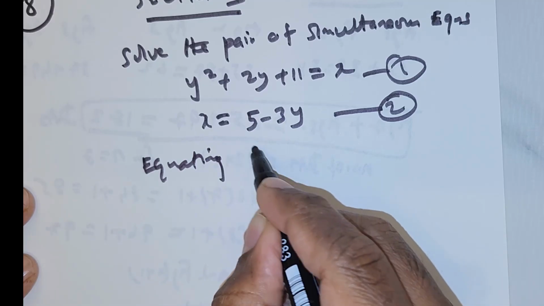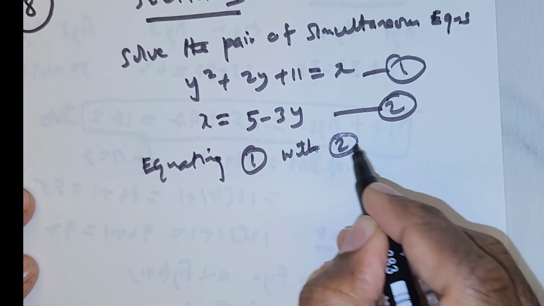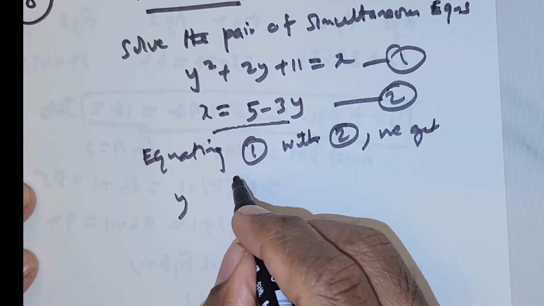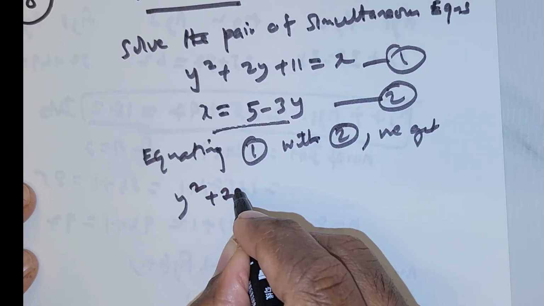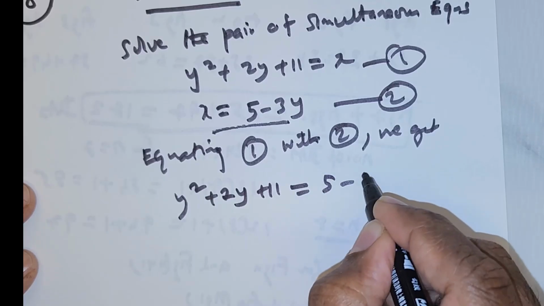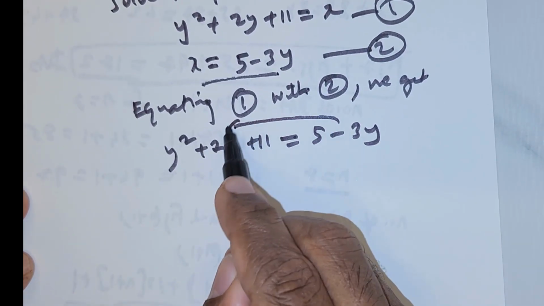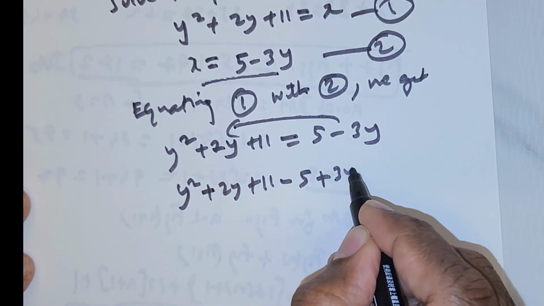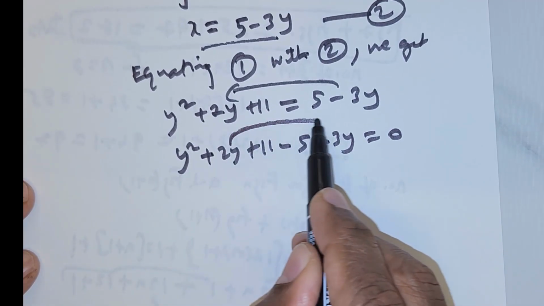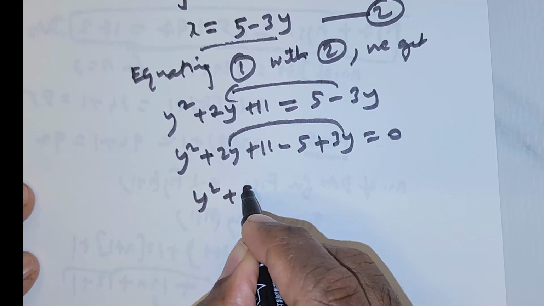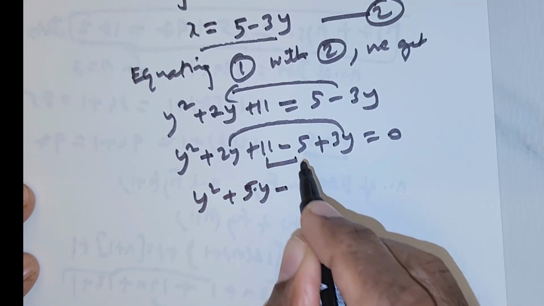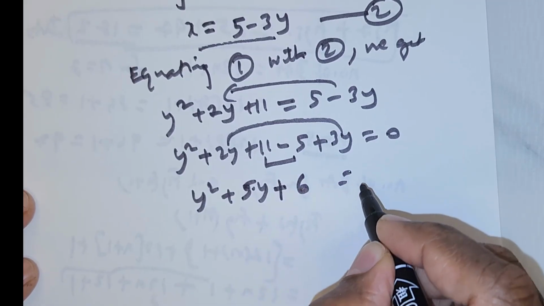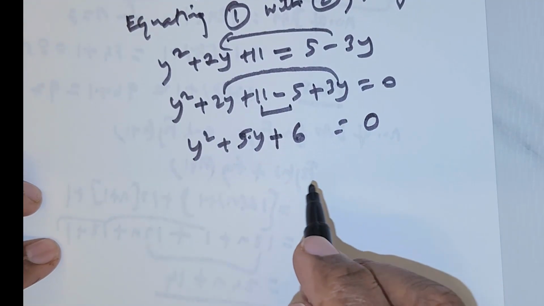So equating 1 with 2, in place of x I'm going to substitute the value 5 - 3y. So this is y squared + 2y + 11 = 5 - 3y. Move all the quantities to the left, so you have y squared + 2y + 11 - 5 + 3y = 0. Add 2y with 3y, so you get y squared + 5y, and 11 added with -5 would give you 6 = 0, right?